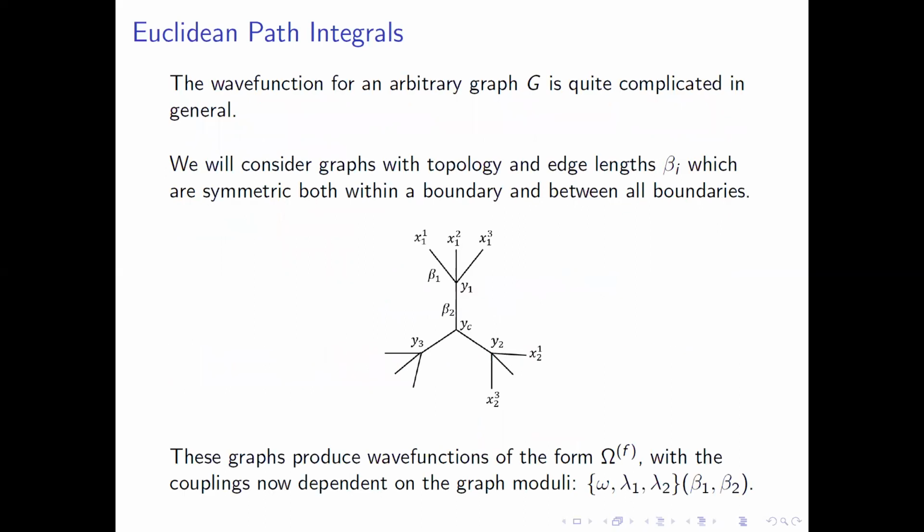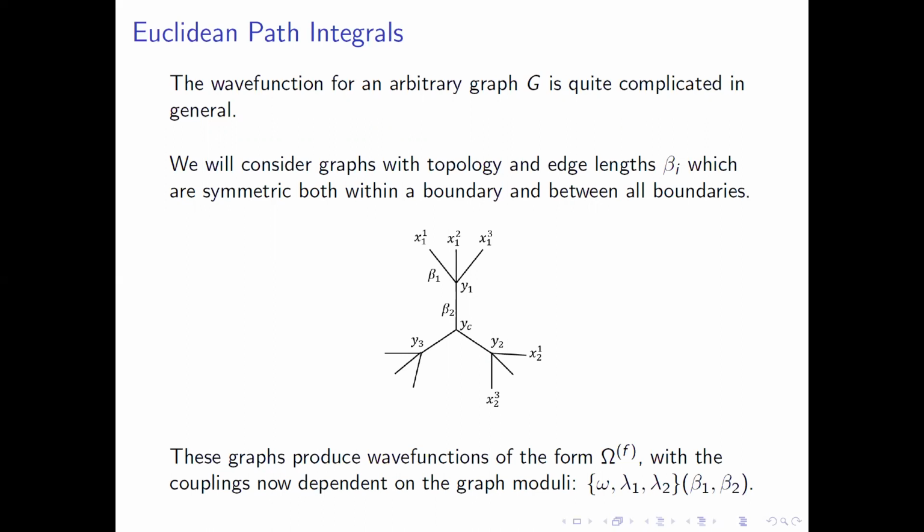So if we just start doing the path integral on an arbitrary graph, the form of the wave function will be quite complicated. So this omega matrix may not have a lot of structure. It will have many, many degrees of freedom, many different couplings associated with it. So we need a little bit more control over the situation. So we're going to consider graphs with a very restricted topology and edge length. And we're going to say that they need to be symmetric both within a boundary and between all boundaries.